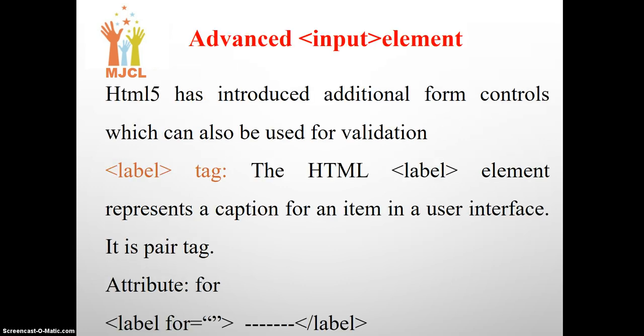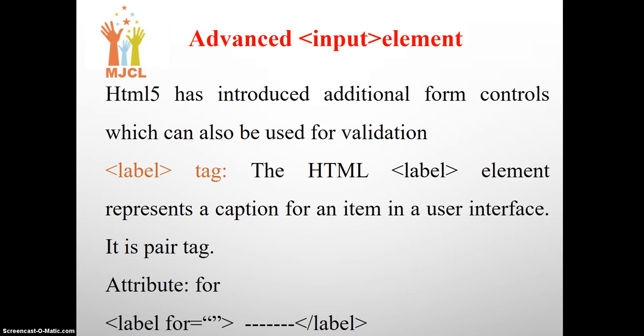Now we are coming to the advanced input elements. HTML5 has introduced additional form controls which can also be used for validation. Validation is what? Suppose a field accepts a number and at runtime you enter alphabets. Press the submit button, it displays the error: please enter the number. That process is called validation. It works in three steps: declaration, calling and result.